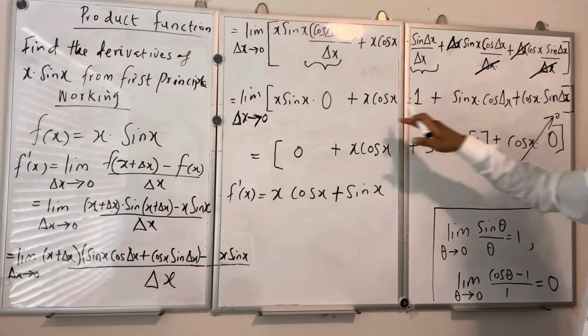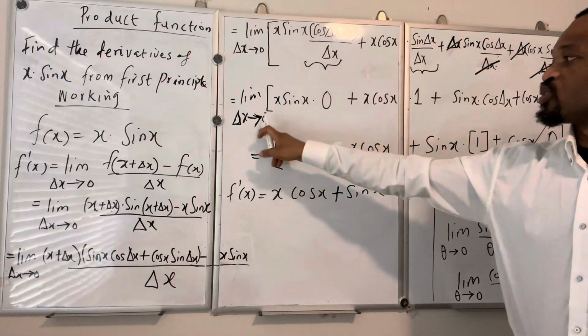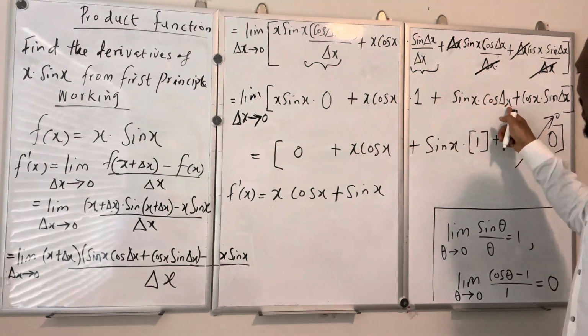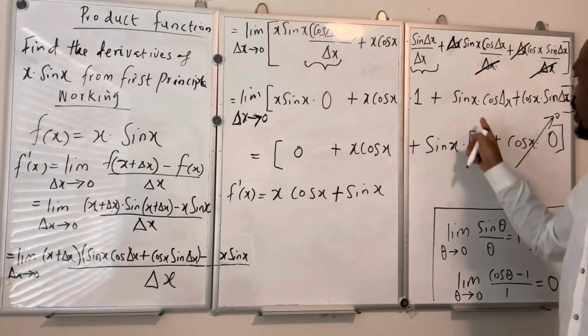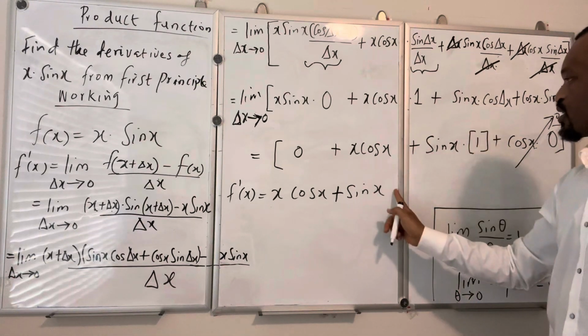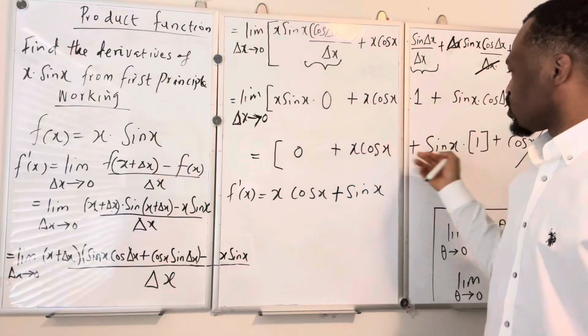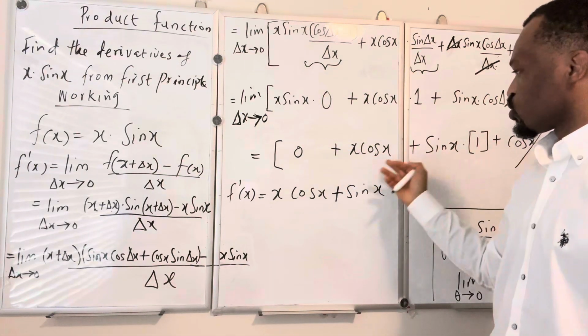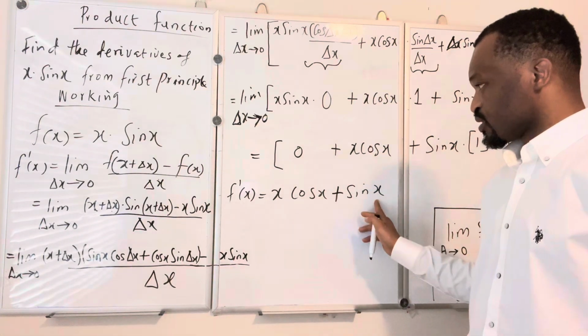When I take the limit of cos x as change in x goes to 0, cos x will be equal to 1. That's why I have 1 here. 1 multiplied by sine x will be sine x. This expression is what I have here. All of this works out to be 0 at the end of it, and everything works out to be x cos x plus sine x.